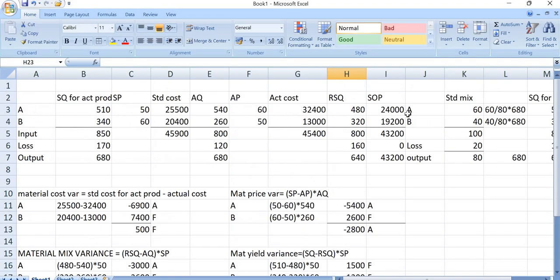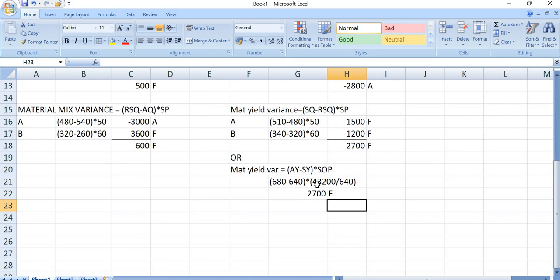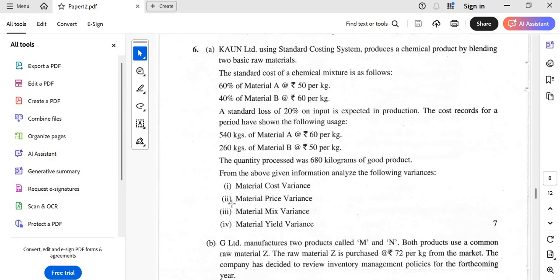But remember, here you have to calculate this standard price for that output per unit. So I am converting into 43,200 divided by 640 units, and I am using this. So let's move on to the next question.